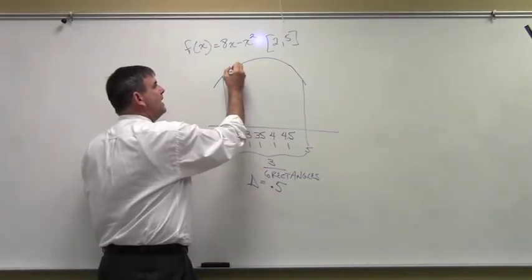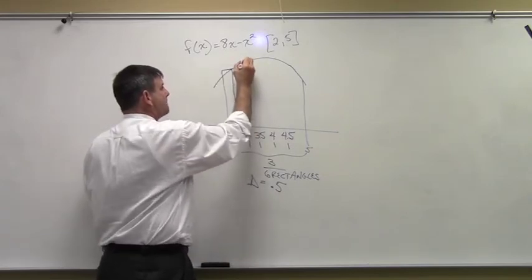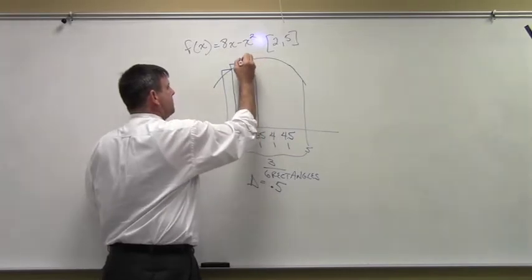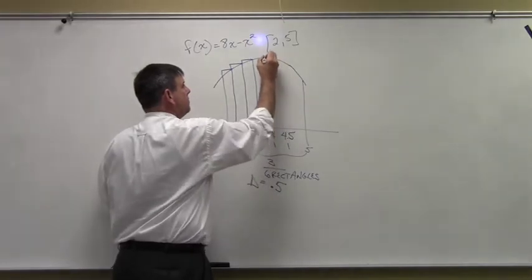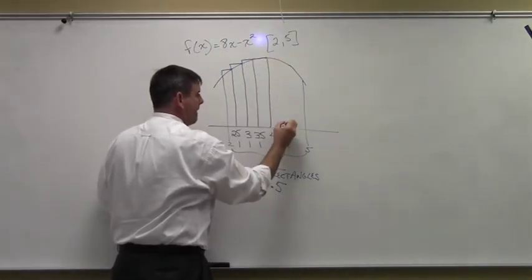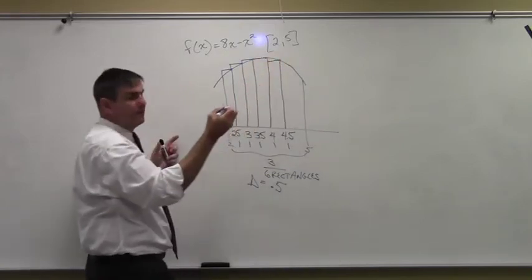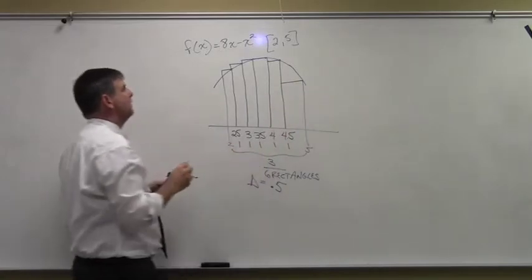Again, I'm going to let the right endpoint be on the parabola. So I'm putting my rectangles in so that the right endpoint of the rectangle is on the parabola. And of course you can see that these rectangles are exactly the same width. I'm phenomenal at that. And my last one would happen at 5.